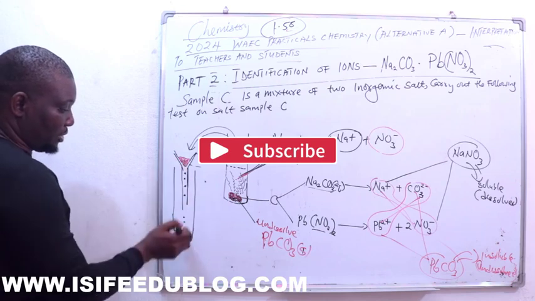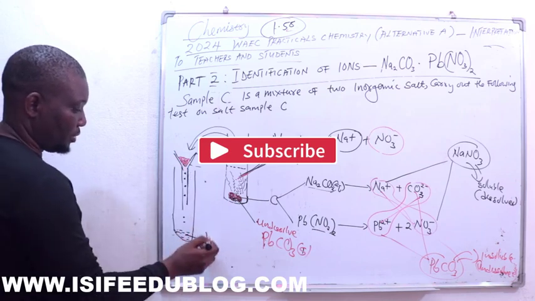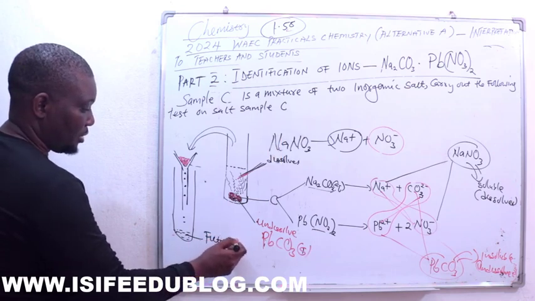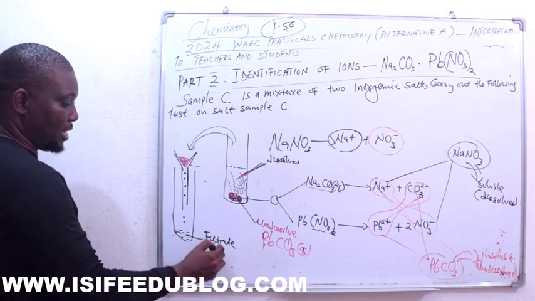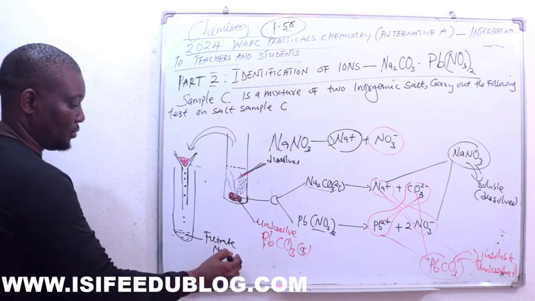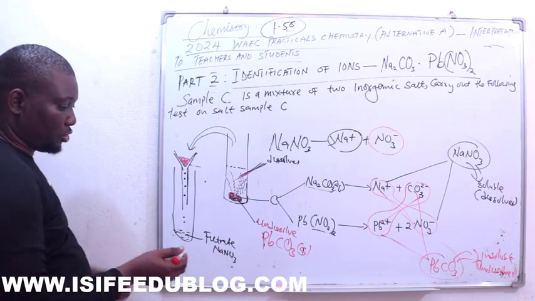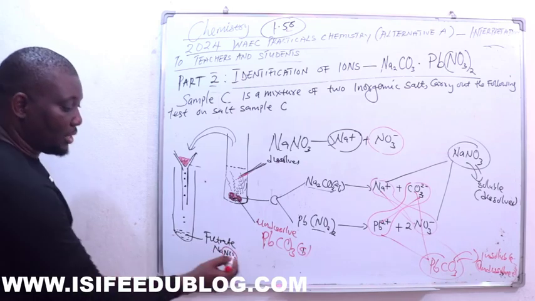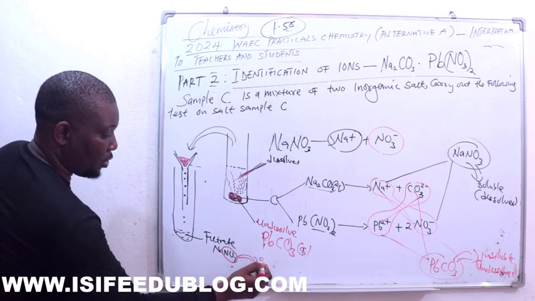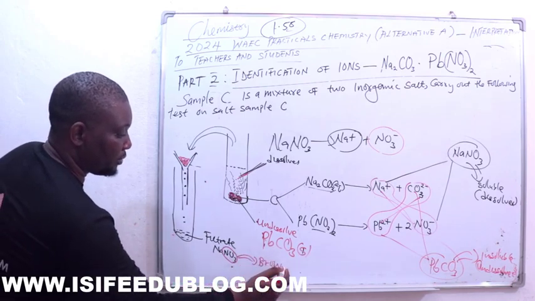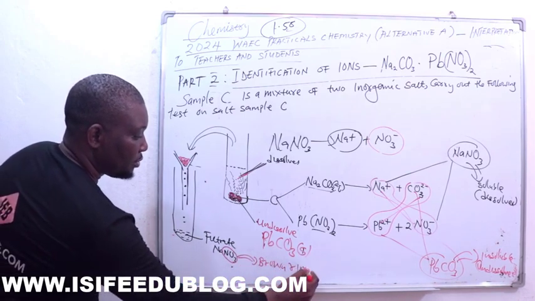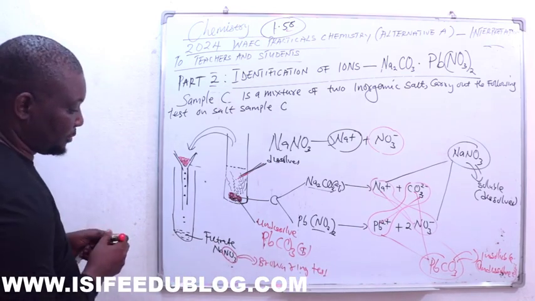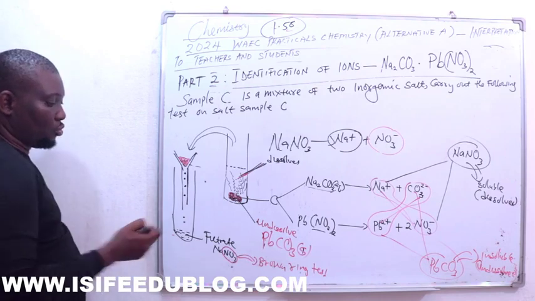So what passes through the filter paper becomes the filtrate. And by extension, the filtrate is NaNO3. So this is a portion of the filtrate we're going to identify. This is what we're going to identify in what we call the brown ring test. So that is what we're going to do with the filtrate. Okay, so the filtrate is this.